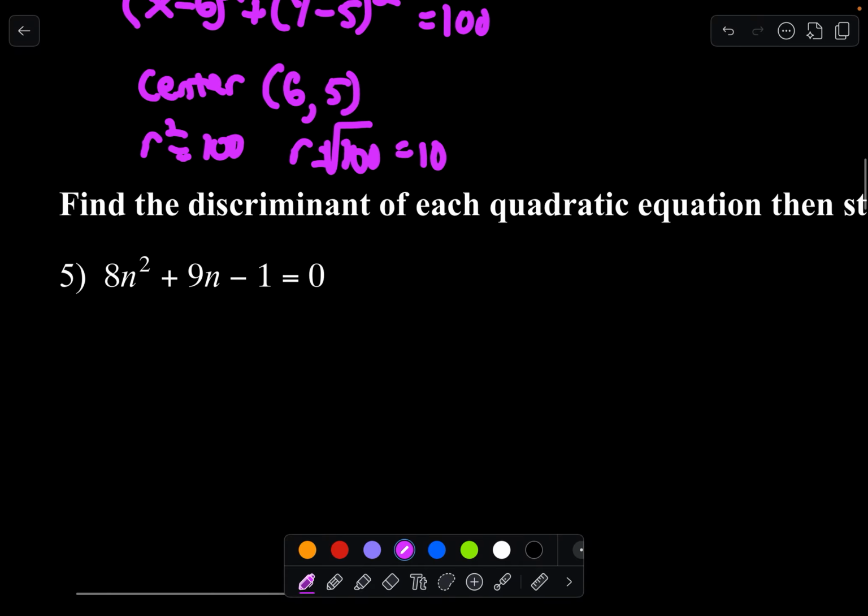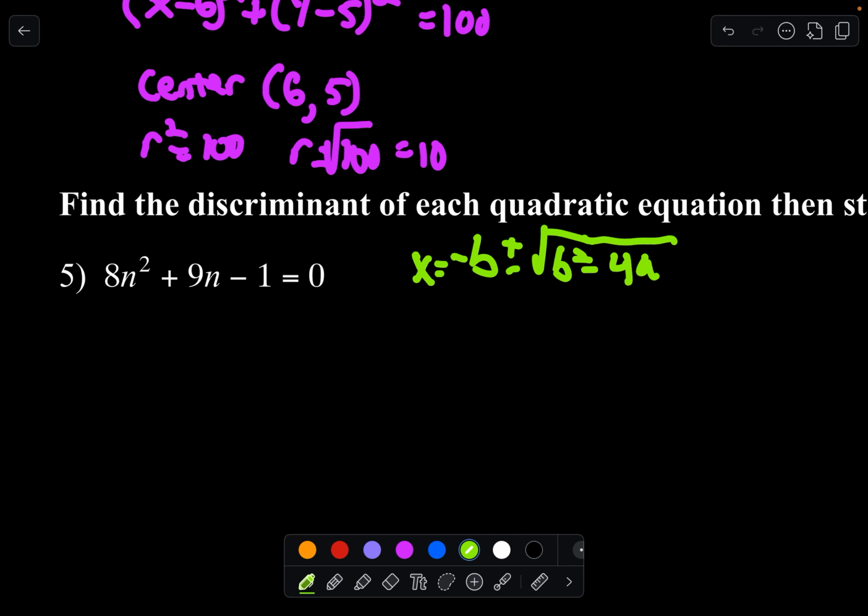Now, you will be given the quadratic formula, so you don't have to remember it. But the quadratic formula is x equals the opposite of b plus or minus the square root of b squared minus 4ac, all over 2a. Okay, that's the quadratic formula.